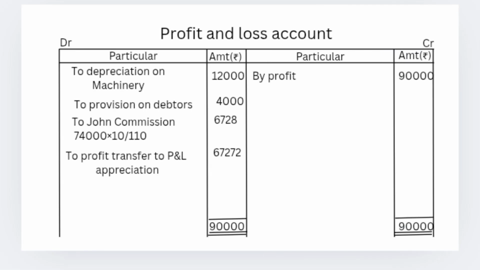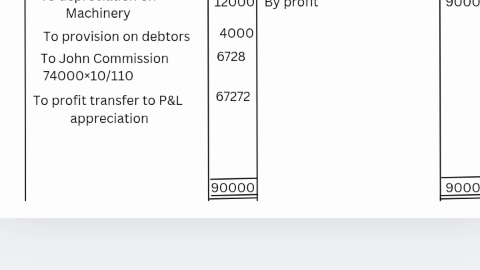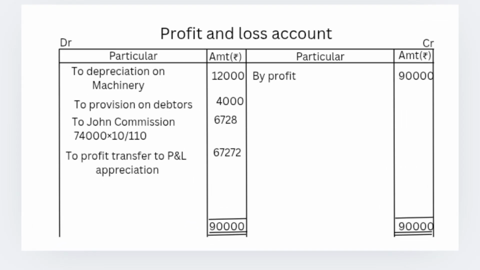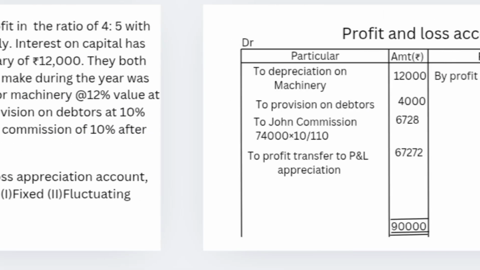Whenever we transfer any amount from the debit side of the profit and loss account, in the profit and loss appropriation account it will be on the credit side. So the amount is 67,272. So I think we finished with this one.